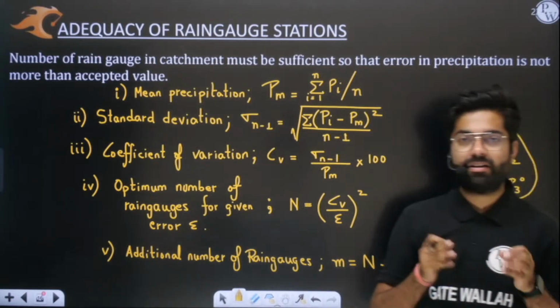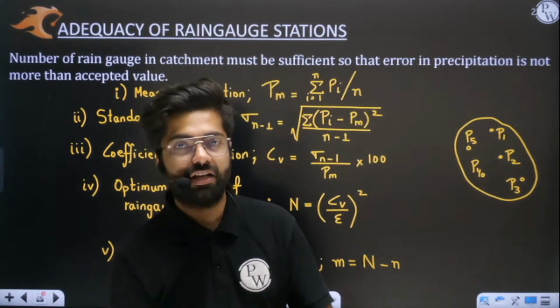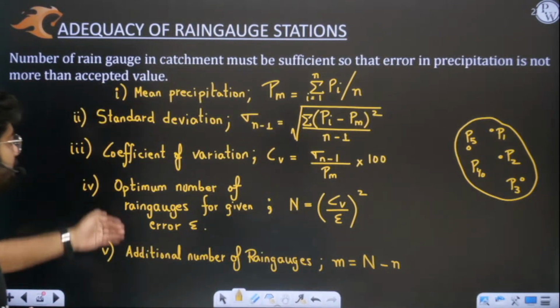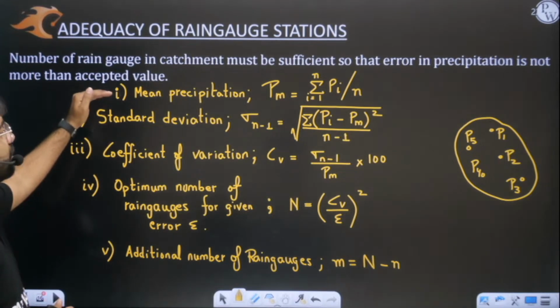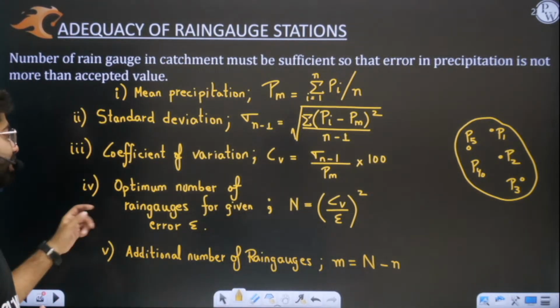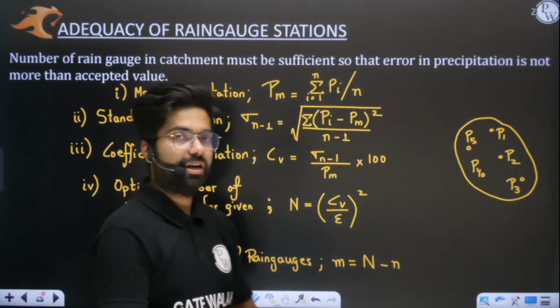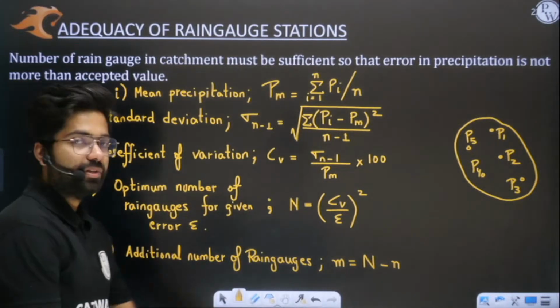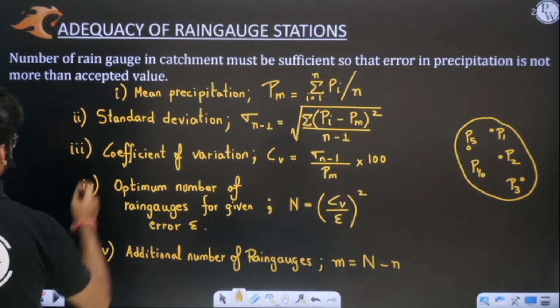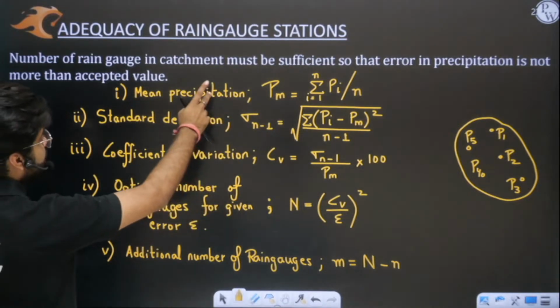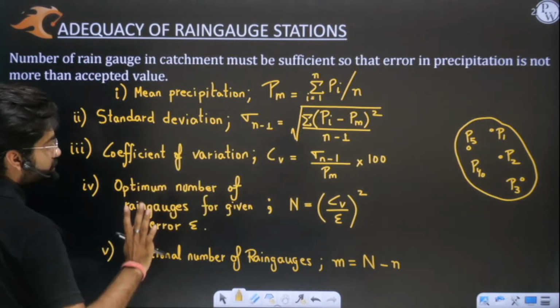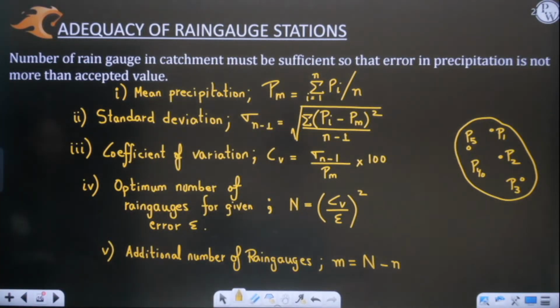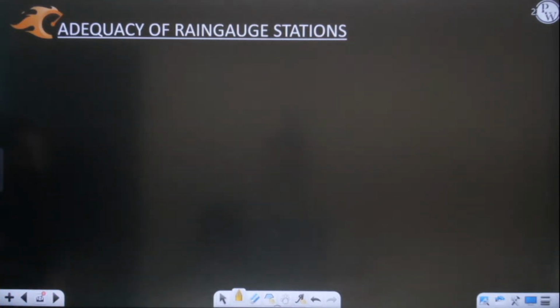Perfect. Now we'll try to solve one question. Everyone please take out your calculators. Remember these 5 steps. We'll not come back to the slide. In the question we'll perform these operations, and at last we'll find the optimum number of rain gauges required for a given error, and the additional number of rain gauges required. So: mean, standard deviation, CV, then n. Remember, sigma upon mean is CV. Memorize this slide, then we'll proceed further. I hope this is clear to you.